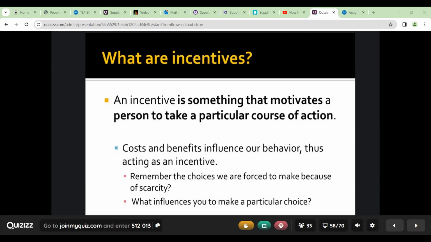Buy one, get one free. Yeah, that's a great incentive. So what else? Can you think of any other great examples?